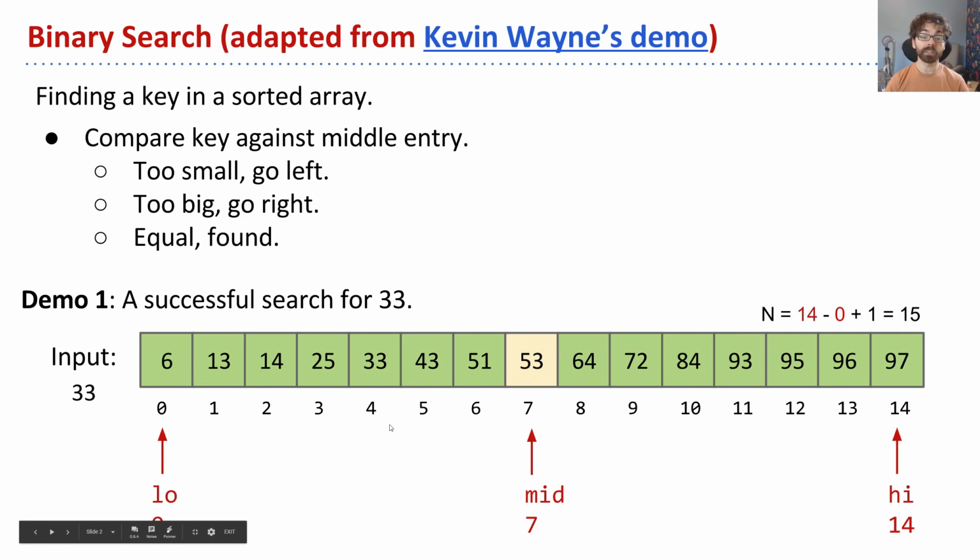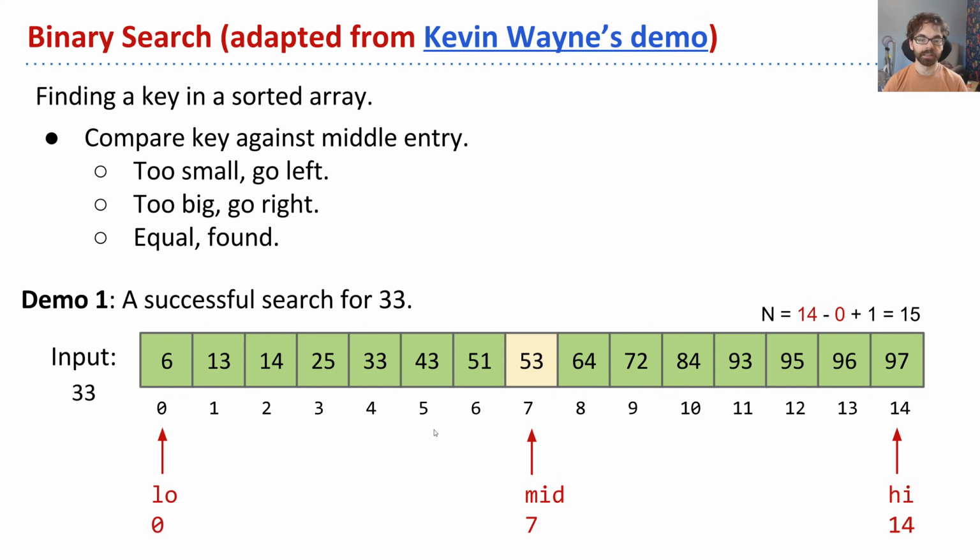So how it works is we start by looking in the middle of the array and saying, is that our key? And if we find that the key is too small compared to the middle, or if it's smaller than the middle, then we're only going to consider the left side of the array, which is the case here. We know that it couldn't possibly be over here. If 33 is in the list, it's definitely not going to be bigger than 53.